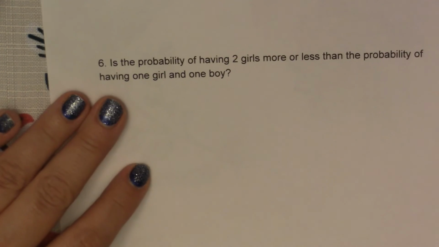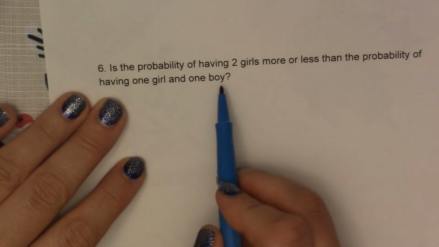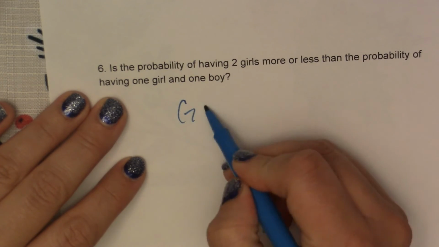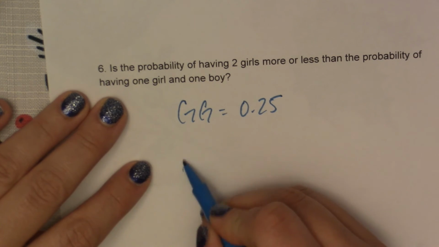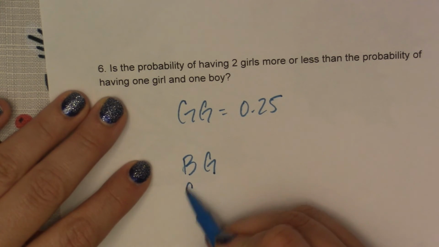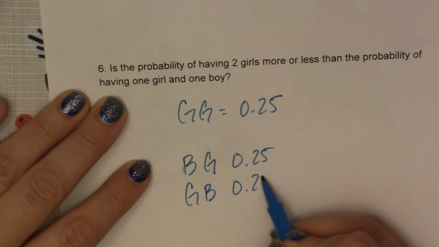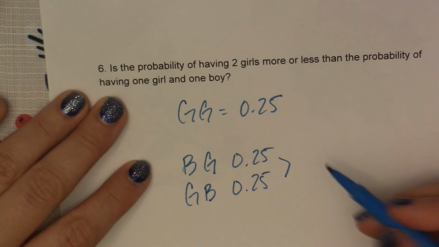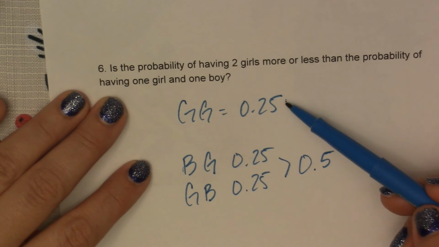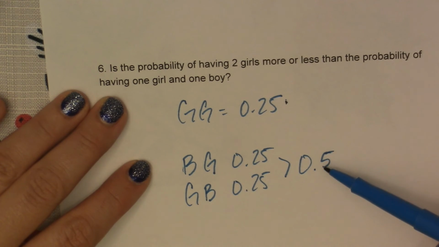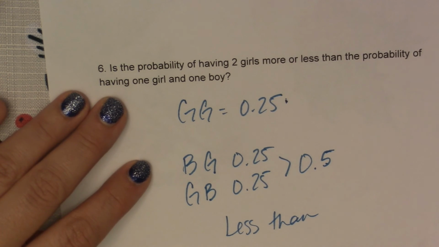And then our last question is, is the probability of having 2 girls more or less than the probability of having 1 girl and 1 boy? So we just found that the probability of having 2 girls was 0.25. When we're having 1 girl and 1 boy, we could have a boy and then a girl, or a girl and then a boy. And we found that both of these probabilities were 0.25. So if we combine those together, we would get 0.5. So the probability of having 2 girls is less than the probability of having 1 boy and 1 girl. So our answer would be less than.